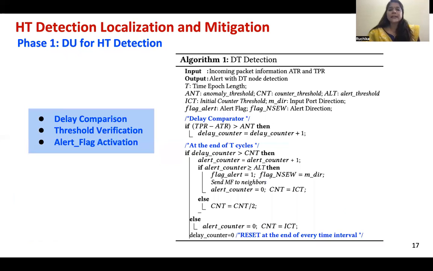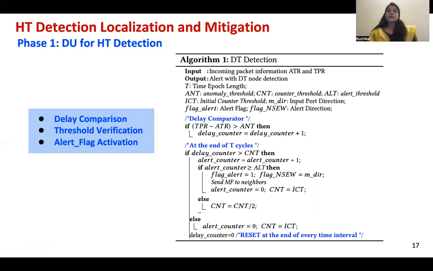This is phase 1. This algorithm shows how the delay Trojan detection takes place. It works on the principle of delay comparison. What is the average delay till a particular node, compared with the delay in the last node? What is the average delay in the last node and the overall average delay till that node? On that basis, delay comparison will take place.